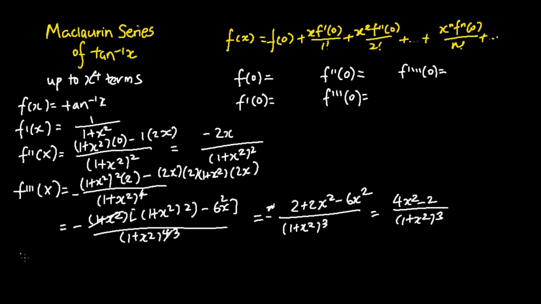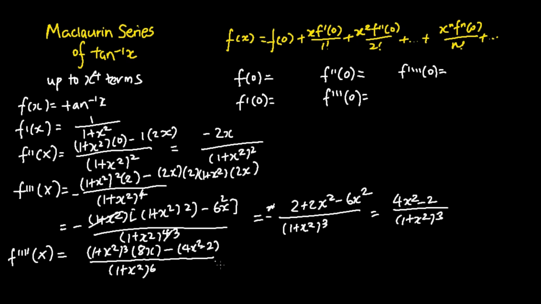Last but not least, we find my f4 times prime x by differentiating f triple prime x one more time. Same thing, we apply the quotient rule of differentiation. In my denominator, we have 1 plus x squared to the power 6. In the numerator, we have 1 plus x squared cubed times the derivative of 4x squared minus 2, which is 8x, subtracting away 4x squared minus 2 times the derivative of 1 plus x squared cubed, which is 3 times 1 plus x squared, the whole thing squared, times the derivative of 1 plus x squared, which is 2x. And hence we can just leave it here for now.